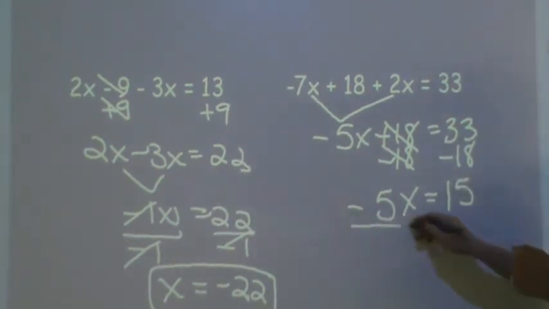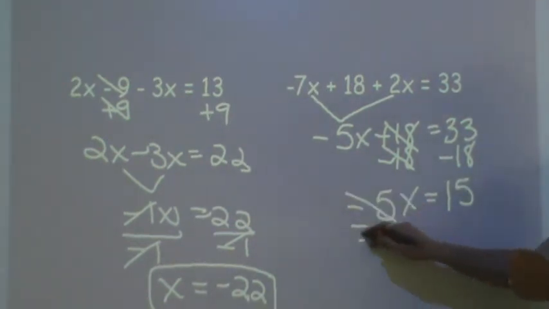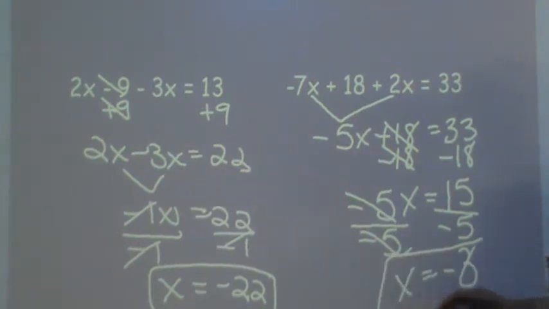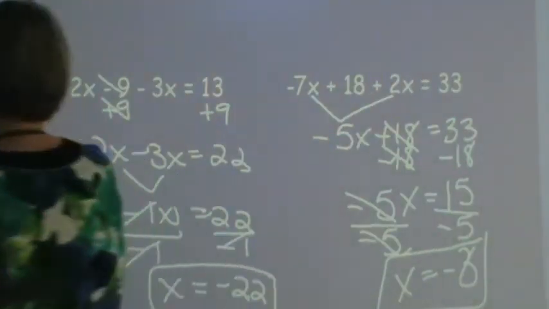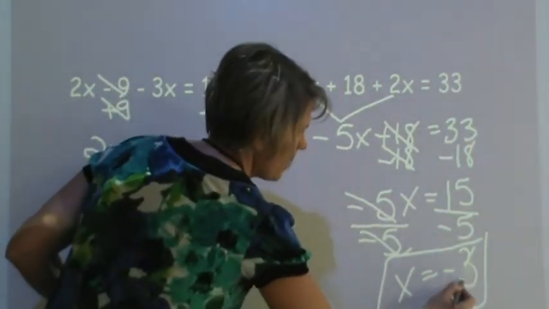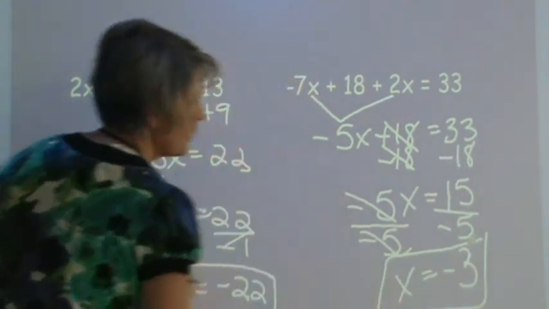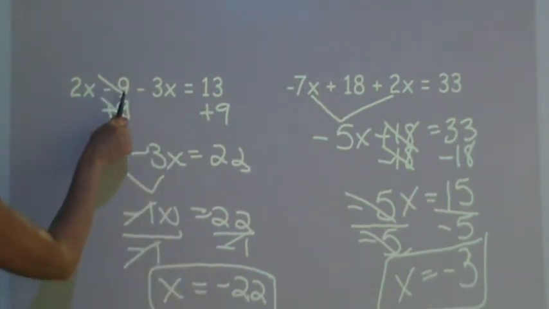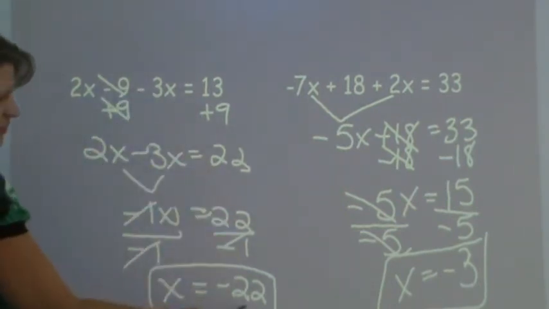Last step. Divide both sides by negative 5. That gets my x by itself. So x would equal 15 divided by negative 5, which is negative 3. Sorry, that's a 3. Okay? All right. And again, we could check our answers. You take 2 times your negative 22, subtract 9, minus 3 times your negative 22, and that would equal 13.